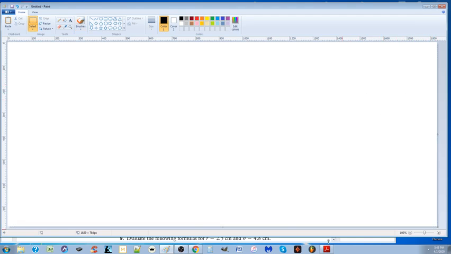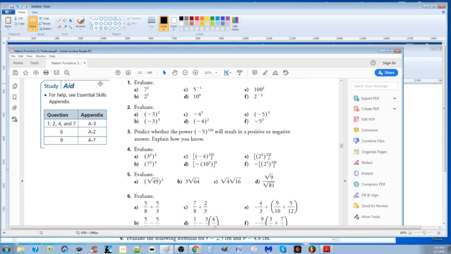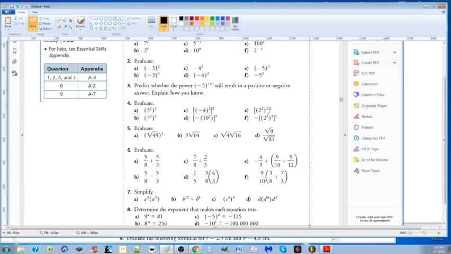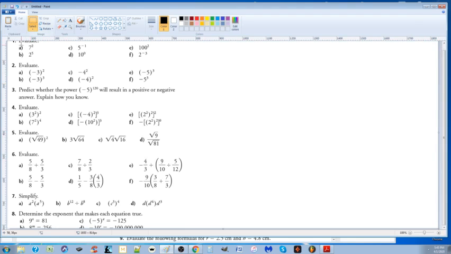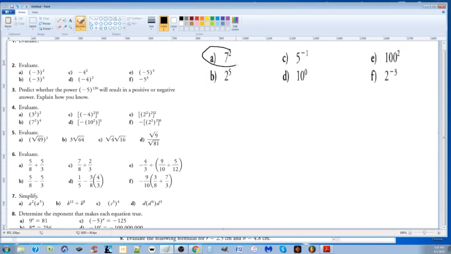So these are just some rules. And we're going to go over some evaluations of what they want you to apply the rules to. All right, these are just warm-ups. Let's start with the first one. Evaluate, it says. Okay, we're going to start with this one. 7 squared is the same as 7 times 7. That's all the squared means. It's 49.